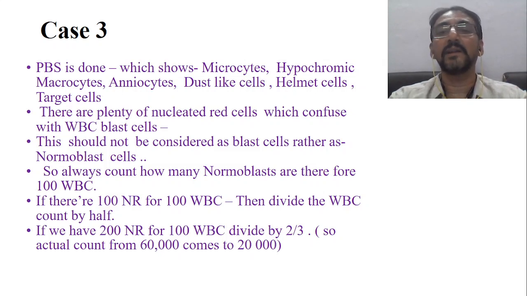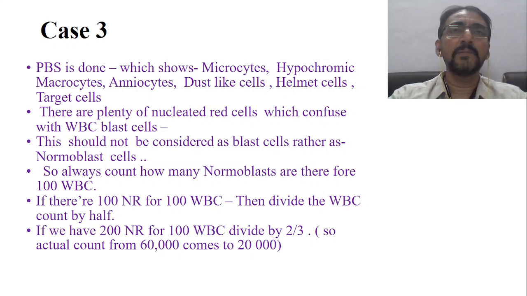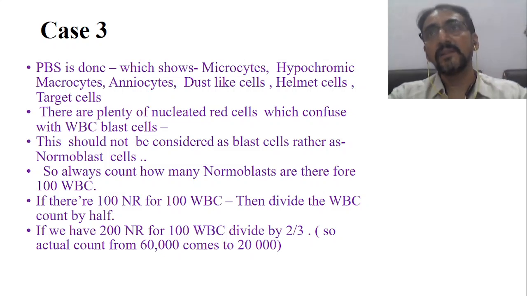Now what is the criteria to avoid this confusion? Some normoblasts will always come, you will definitely find some in the blood smear. You cannot avoid it because RBCs are in the process of maturation. So some of the normoblasts will definitely come, and you will have some nucleated RBCs also come into the smear. So how do we take this as a criteria?